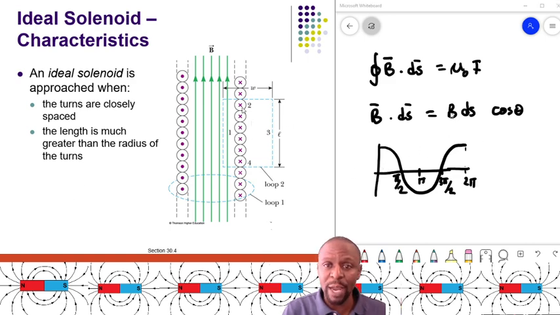For example, I want to argue and show you that for path number 2 and path number 4, we are not going to have any contribution of the B field. Why?